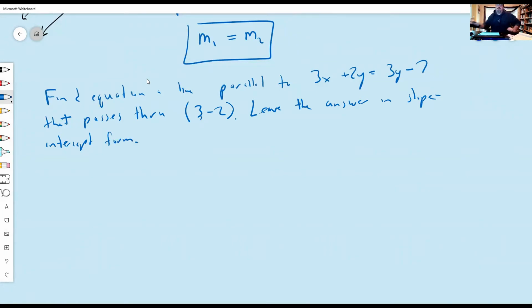So first thing, is this thing here really a line? Remember, if it's really a line, the highest power on any of your variables is always going to be 1. So I got 3x to the 1 power, 2y to the 1 power, and 3y to the 1 power. So it is a line. It's not in standard form, slope-intercept form, or point-slope form, but it is a line. Now we want to find the slope of this equation, so I can make a new line that is parallel to it. So in order to do that, which form is best for us?